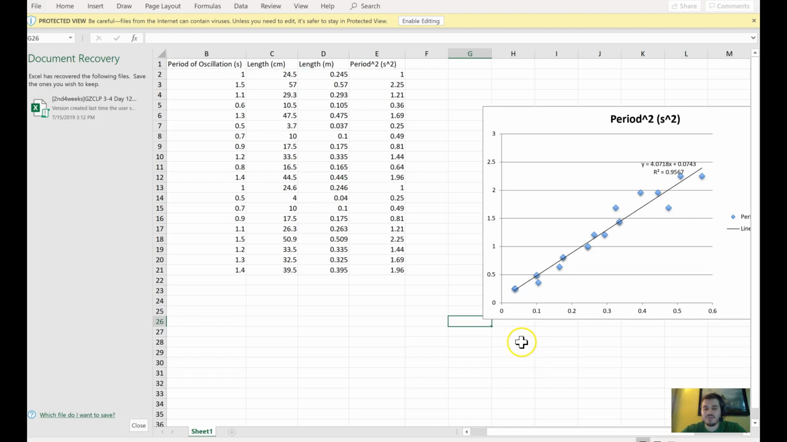Oftentimes in math class, your scales are the same earlier on, like in Algebra 1, and so we don't get comfortable working with graphs that have different scales and how to make a good scale for our graph.